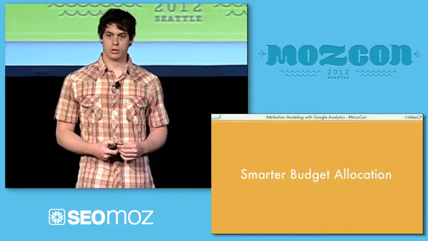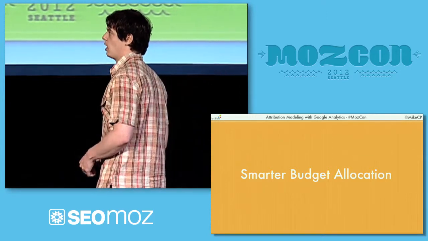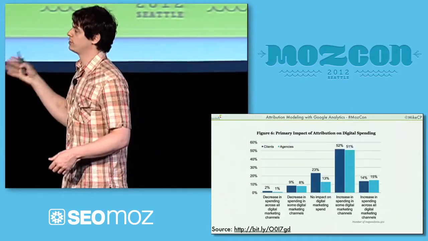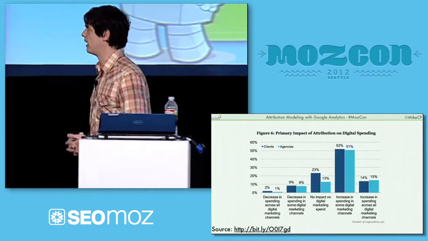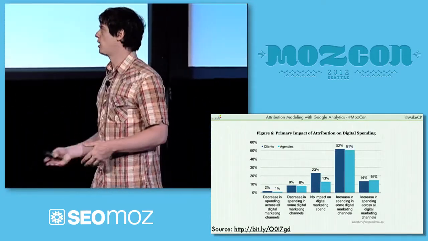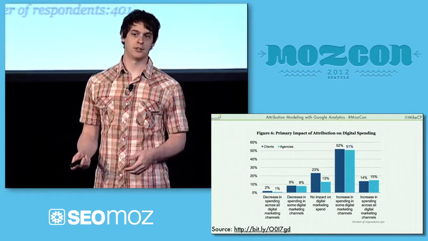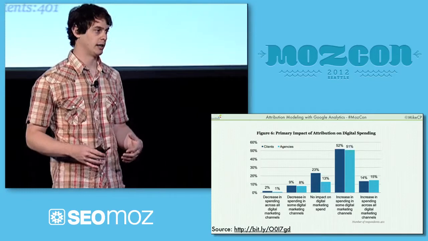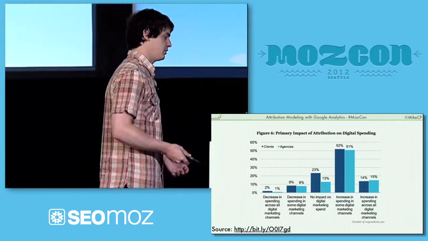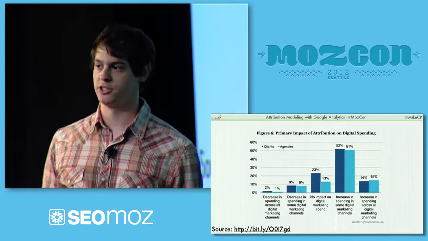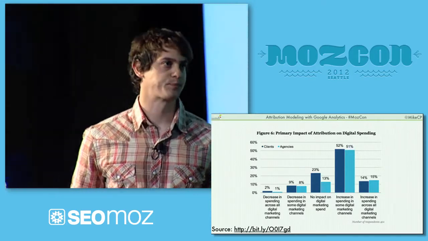So to start to wrap up, this is about smarter budget allocation. This is a study that Google Analytics and eConsultancy did, where they showed that of companies that put attribution modeling into place, 65% of them actually increased spending. So this isn't about paring down. This isn't about knocking out the losers. This is about actually having the confidence to invest in things that you previously didn't know were killing it. And this is how you find it.